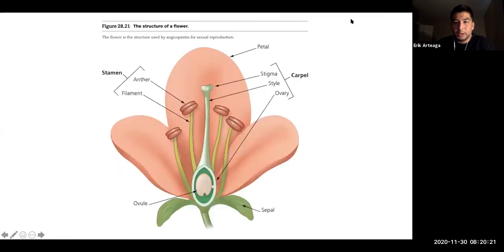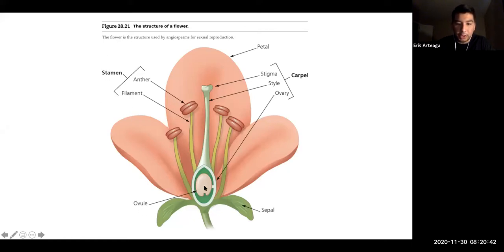So your assignment this week is to draw a flower. And so you're going to need to label the different parts of the flower. So again, you have the anther, which contains the pollen, the filament, which has the extension holding the anther, and this will make up the male portion of that flower, okay, the stamen, okay?